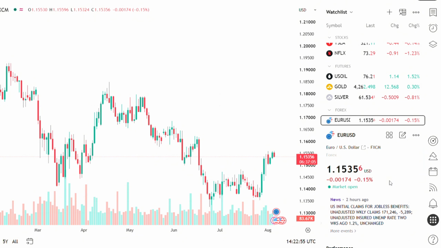Even better, it's advisable to occasionally check the news section on TradingView. It is located for each currency pair in the lower right corner of the screen.